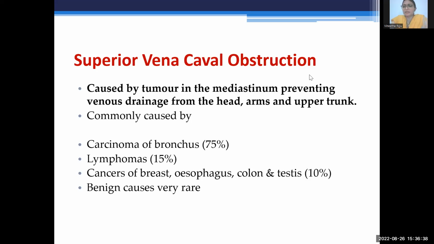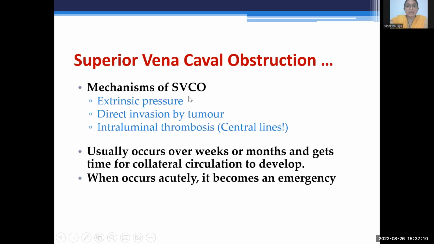Well, you know, for patients with cancer, most often you would have seen they have very difficult venous access and they are advised peripherally inserted central catheters, thick lines. So one of the problems also about thick lines is that it could lead to thrombus formation, especially because cancer is a hypercoagulable state, right? So that itself can also cause obstructive features, right? So mechanism of SVCO, it can be an extrinsic pressure, it could be a direct invasion of the tumor, or it can be an intraluminal thrombosis, which is seen in central veins.